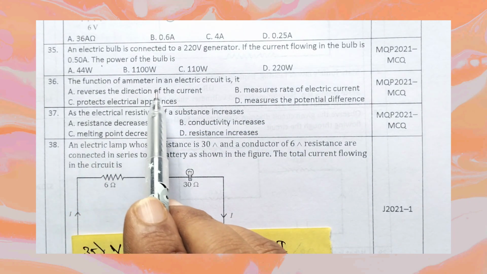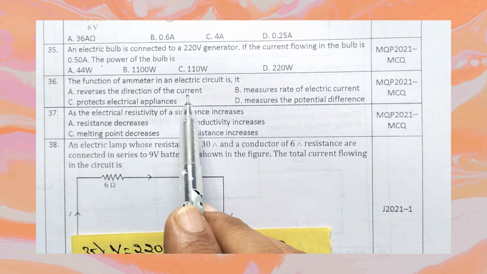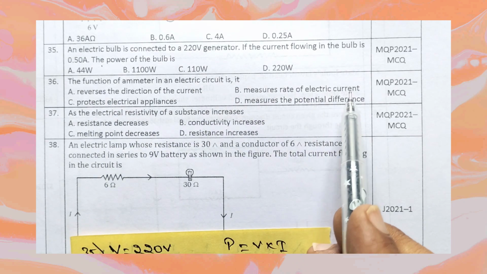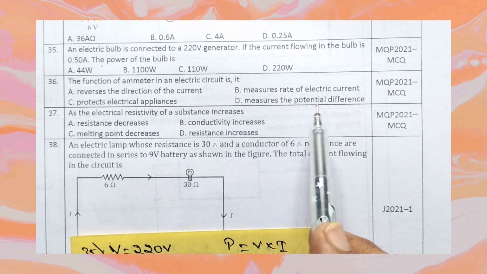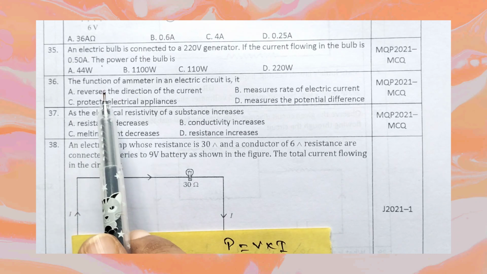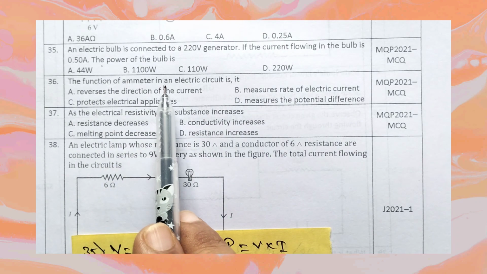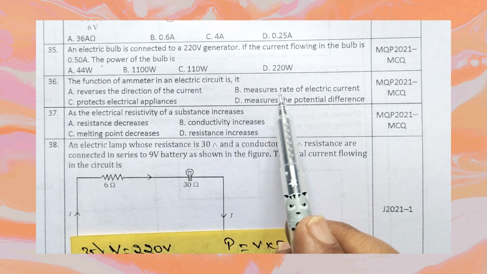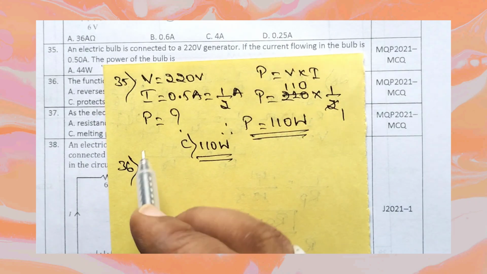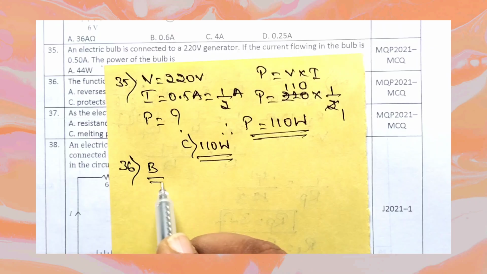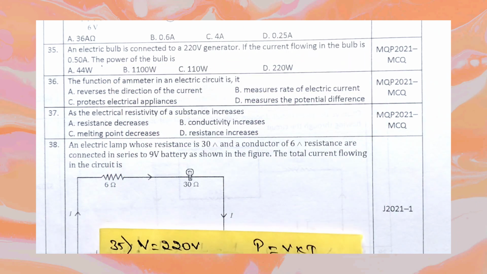The function of an ammeter in an electric circuit is: reverses the direction of the current, measures the rate of electric current, protects electrical appliances, measures the potential difference. So among these 4, the right answer is that the function of an ammeter in an electric circuit is to measure the rate of electric current. So option B is for 36. The right answer is option B. Now let us move to the 37th.